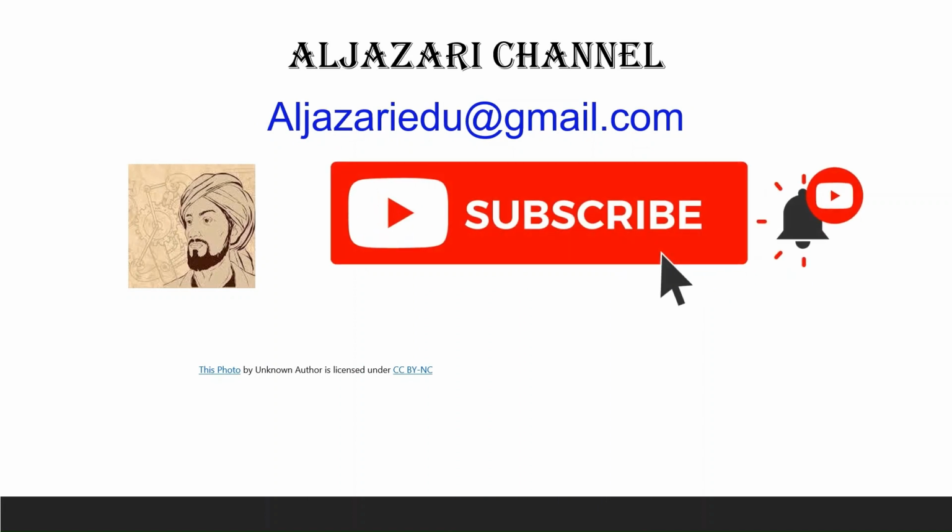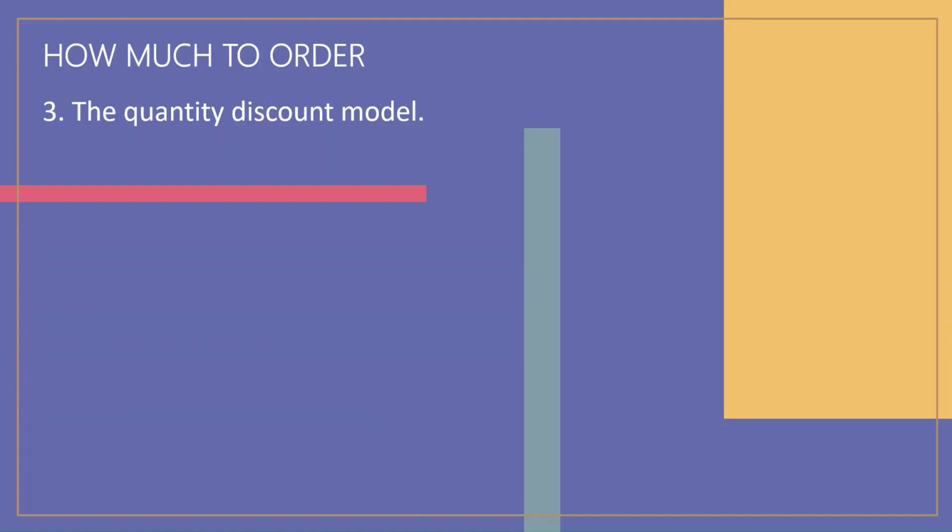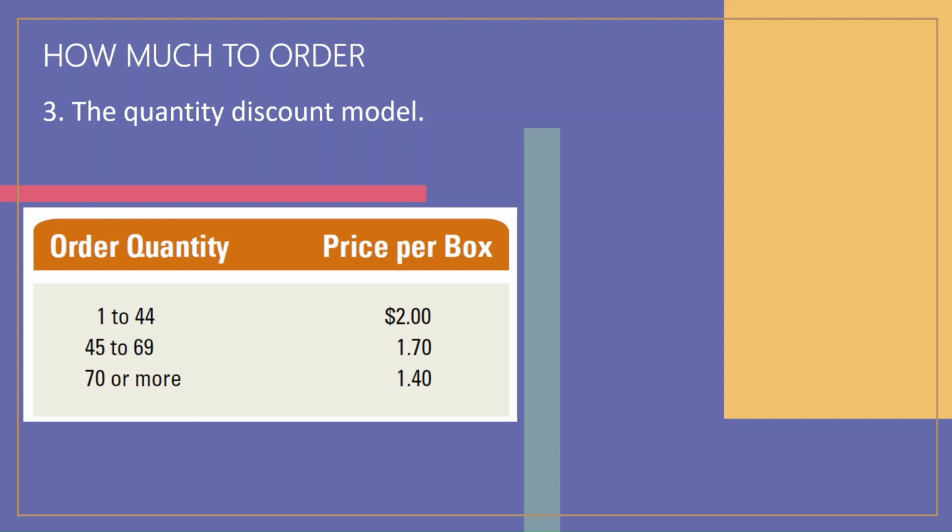The quantity discount model will be discussed. Quantity discounts are price reductions for larger orders offered to customers to induce them to buy in large quantities. For example, a surgical supply company publishes the price list shown in this table for boxes of gauze strips. Note that the price per box decreases as order quantity increases.